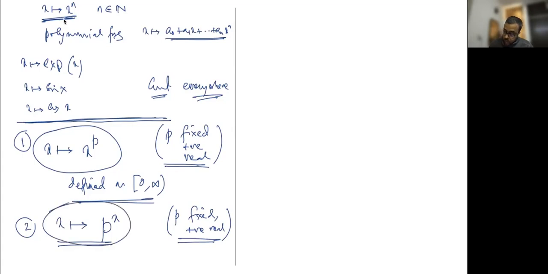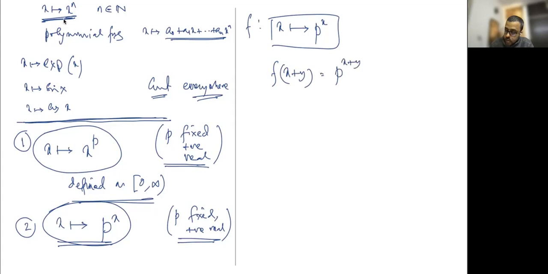So let me start with this x going to p to the power x. Now this function, let's use a notation f. So f of x plus y is, if you go back and look at the notes and look at how this was defined, and the properties also. So it has this property.